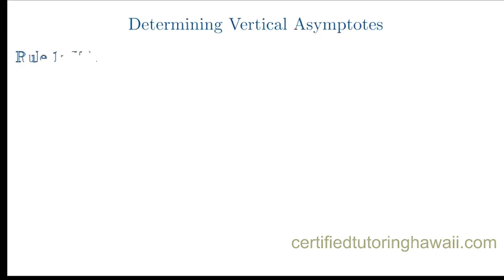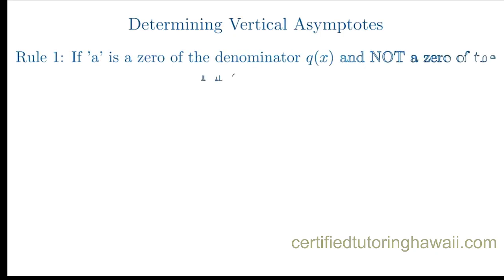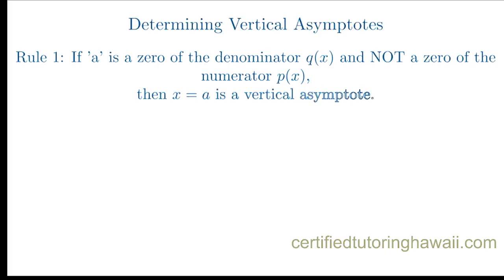Let's break it down. The first rule is, if a number a makes the denominator 0 but does not make the numerator 0, then the vertical line x equals a is a vertical asymptote. This means you have a 0 in the denominator and a non-zero number in the numerator. Division by 0 is undefined, and graphically, this results in a vertical asymptote.